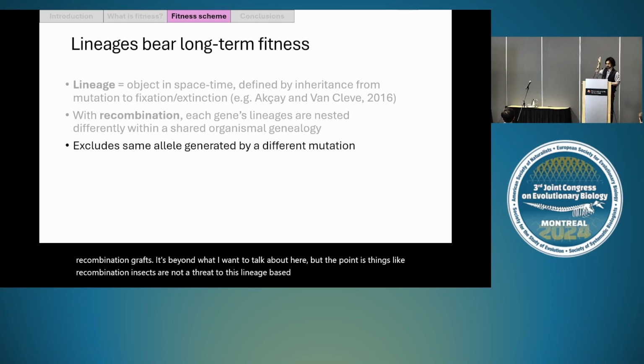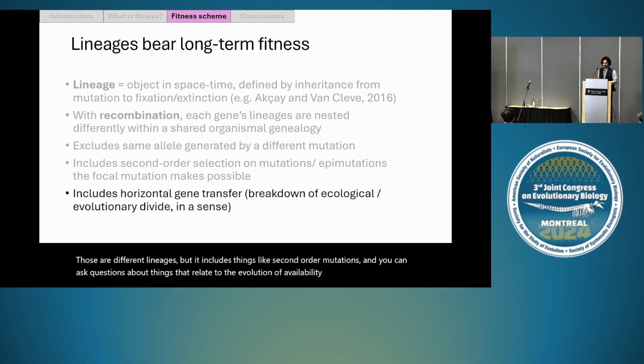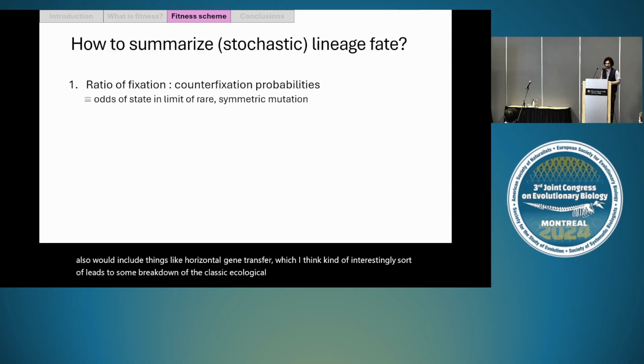This kind of perspective excludes alleles generated by different mutations, or the same allele generated by a different mutation. Those are different lineages. But it includes things like second-order mutations, and you can ask questions about things that relate to the evolution of evolvability and mutation rate. And it would also include things like horizontal gene transfer, which I think interestingly leads to some breakdown of the classic ecological evolutionary divides.